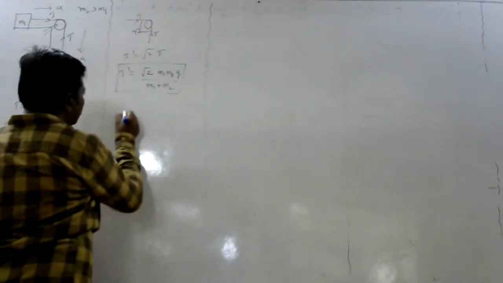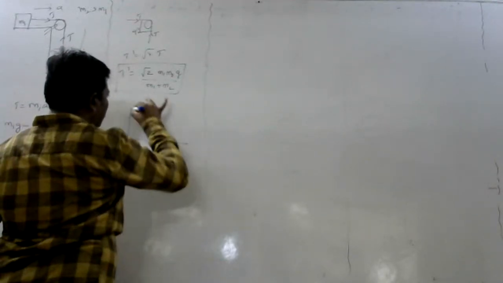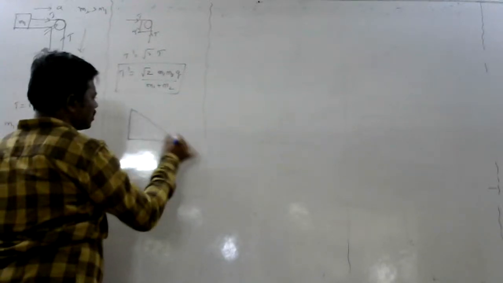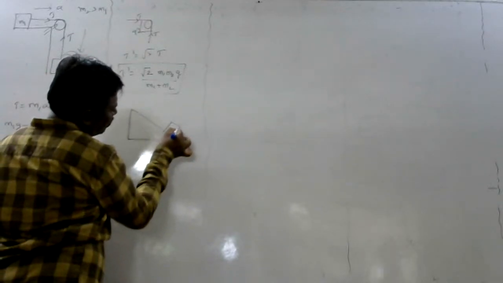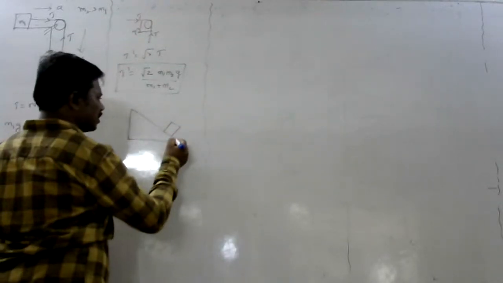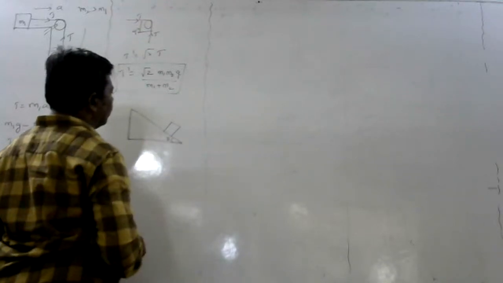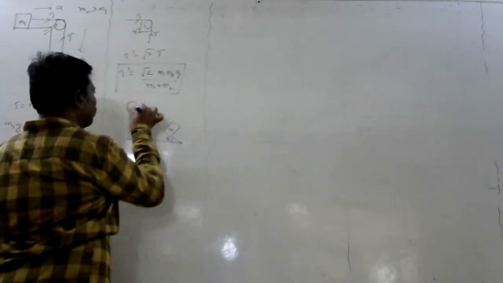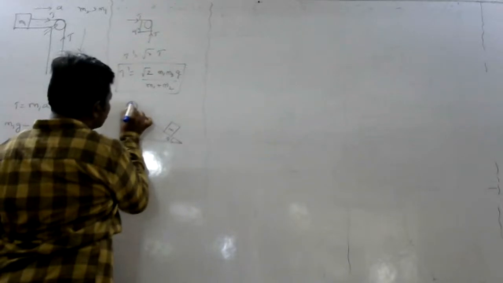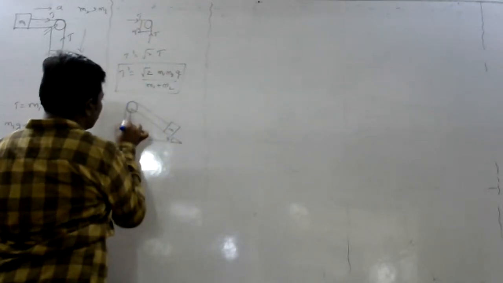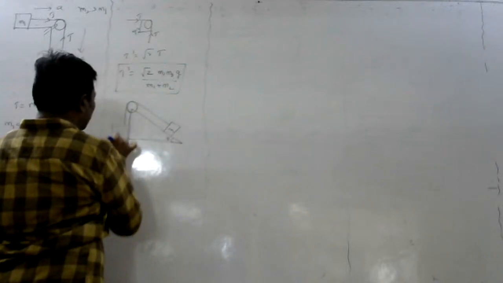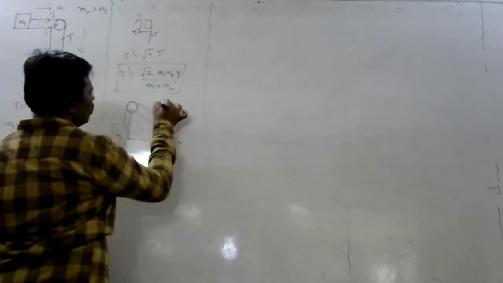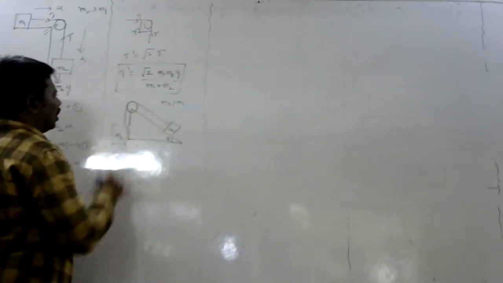And another application, the inclined right angle triangle. We consider like this: a block is placed on an inclined surface. Here theta is the angle of the inclined surface, and the block has mass m1. Here we consider a pulley and a string suspended like this, with a block of mass m2. Here also m2 is greater than m1.